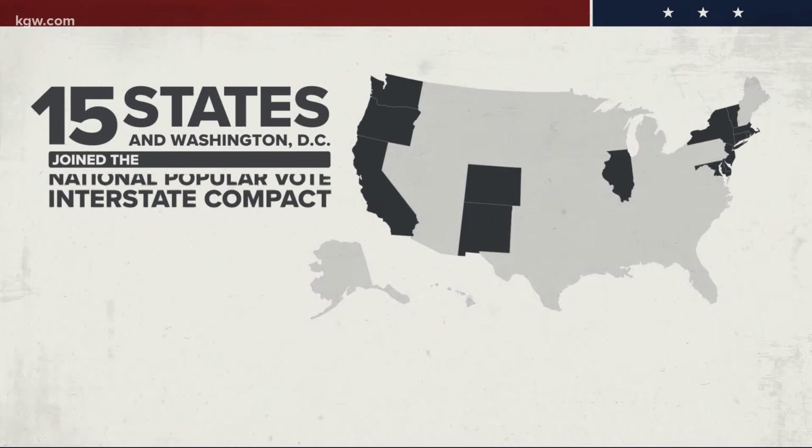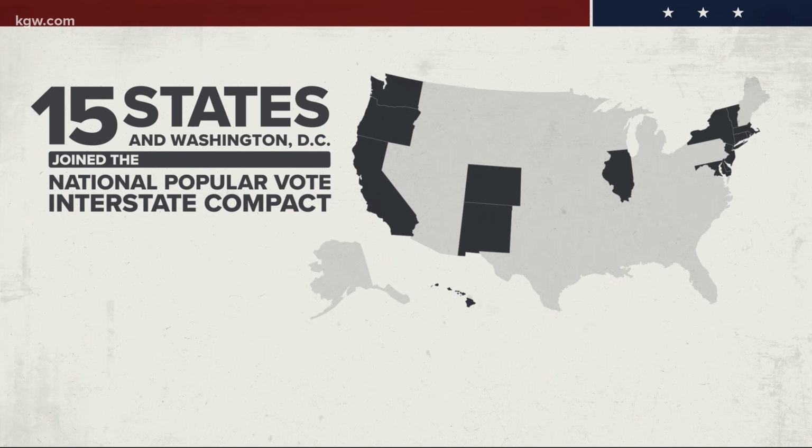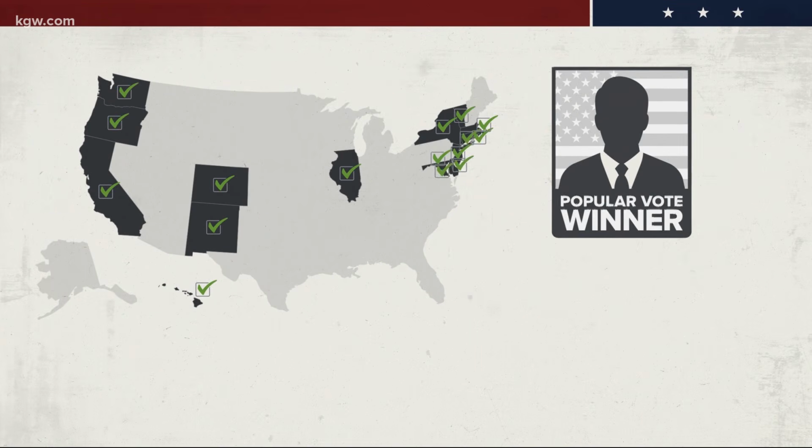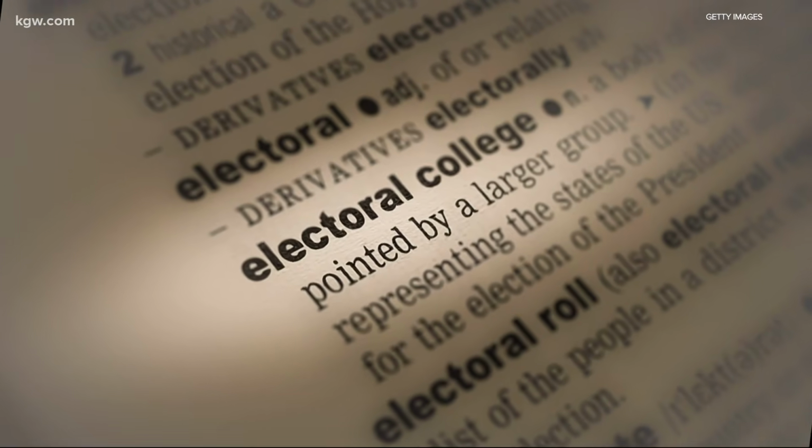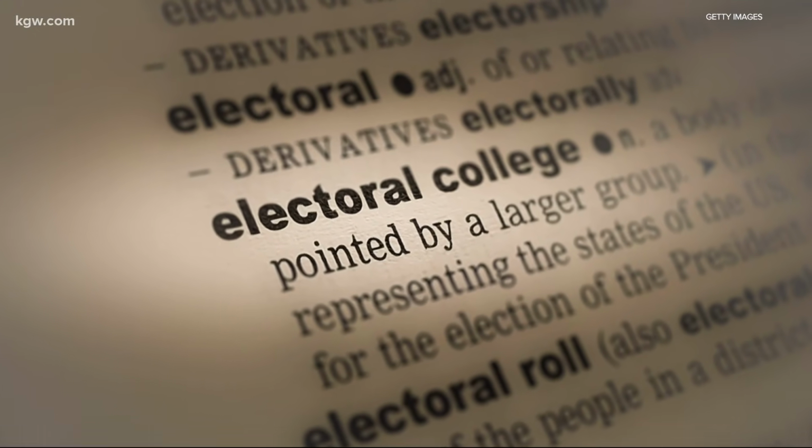Recently, 15 states and the District of Columbia joined the National Popular Vote Interstate Compact. They're pledging to give their electoral votes to the candidate who wins the national popular vote, rather than the person who wins the popular vote in their state. But this won't take effect until enough states adopt it, which so far hasn't happened.